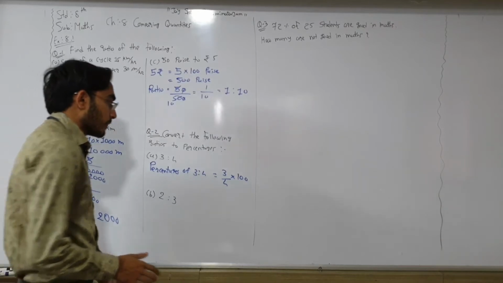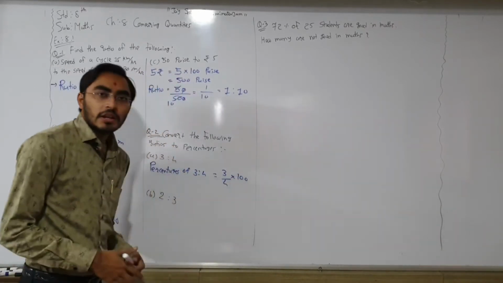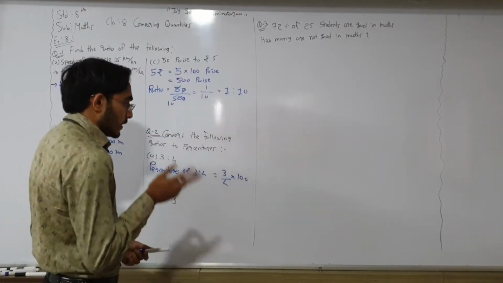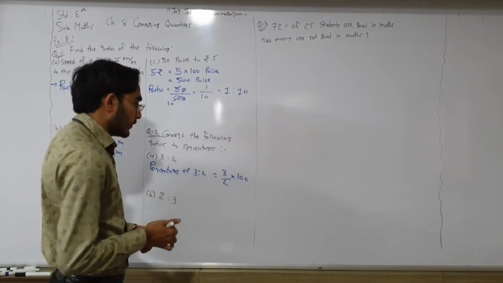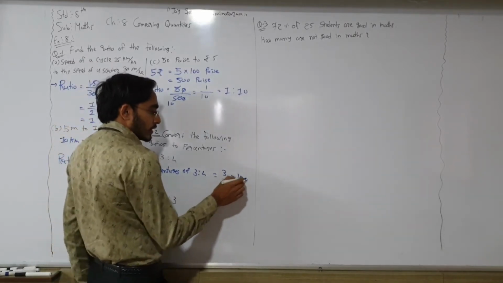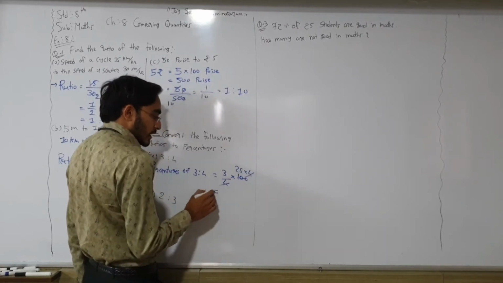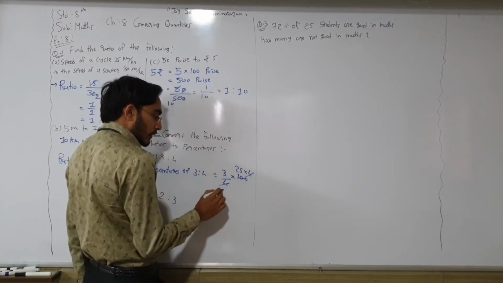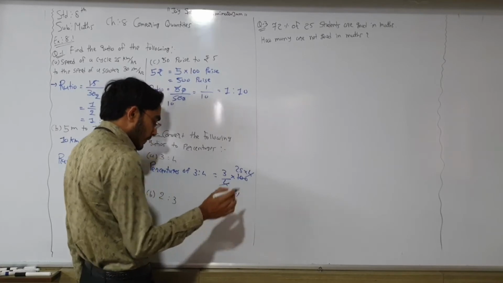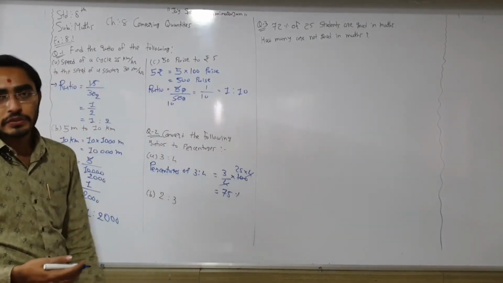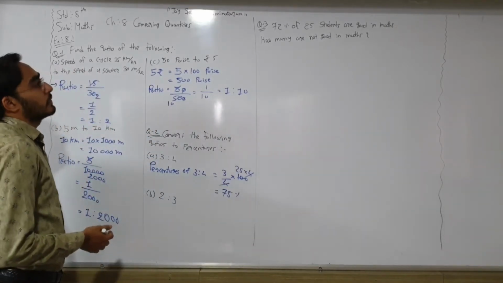So here 3/4 multiply 100. Students, now we can simplify this. 25 fours are 100, so this 4 cuts. Now 25 into 3 is 75. So 75 percent.